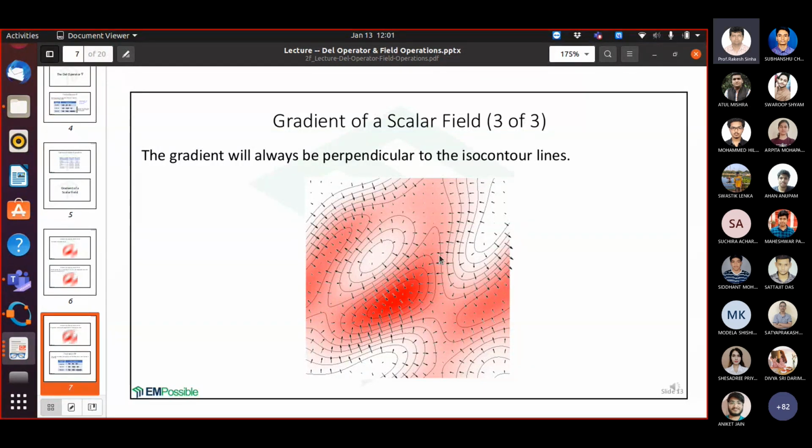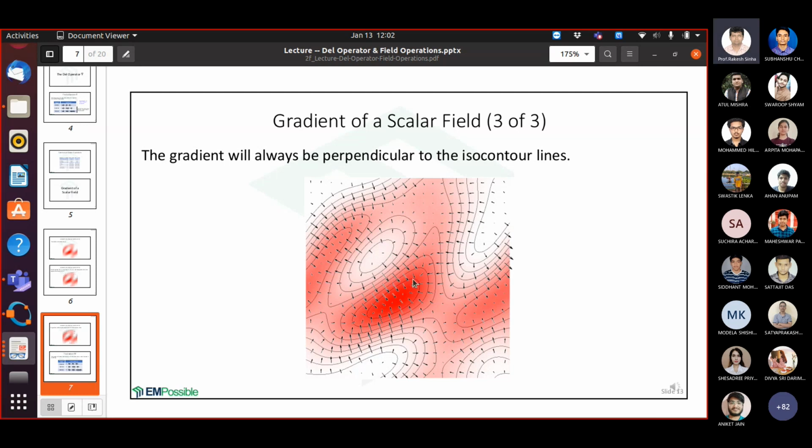Another thing is that the gradient is always perpendicular to the isocontour line. If I draw the isocontour line of the scalar field, then we can always prove that the gradient is perpendicular to the isocontour line.